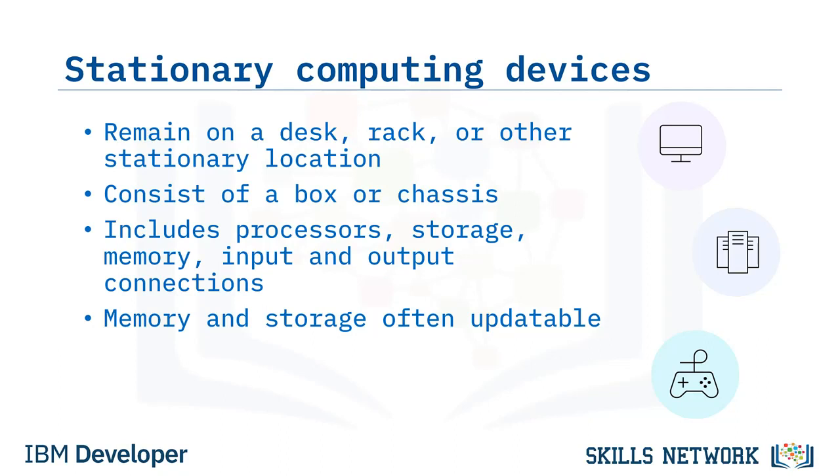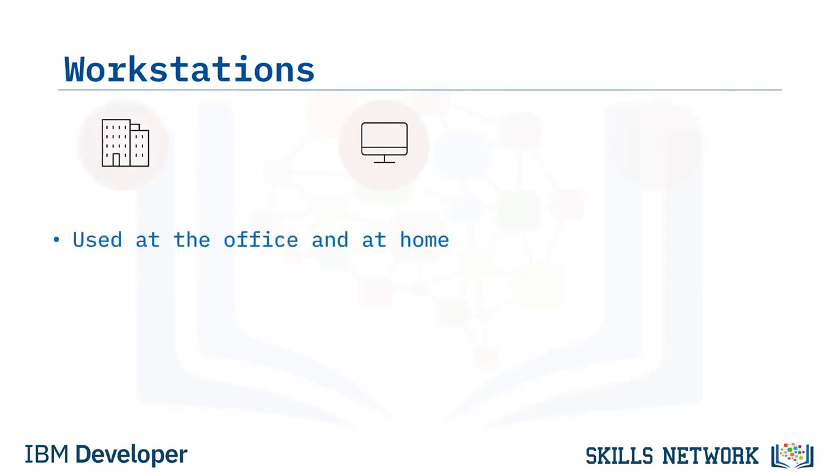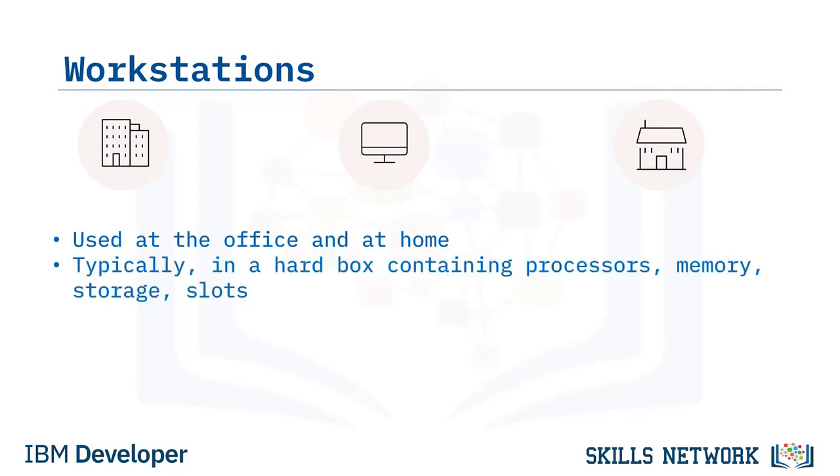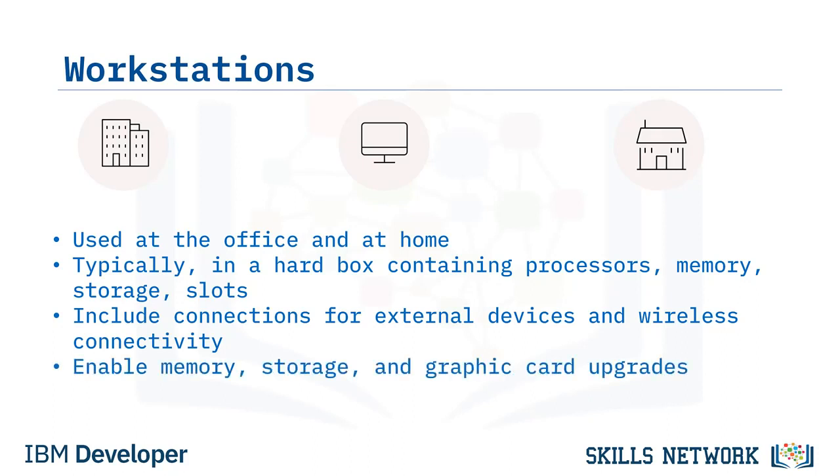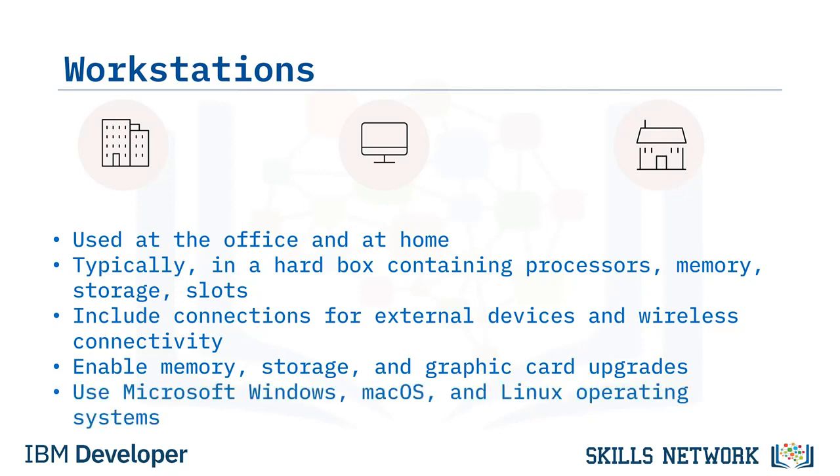Let's explore workstations. Workstations, used both at the office and at home, are what most people think of when they think about a desktop computer. Also categorized with personal computers, these devices are typically in a box that contains a system board with a processor, memory, storage, and slots for add-on cards for additional functions. Their motherboards have ports that support monitors, keyboards, mice, microphones, printers, speakers, and other devices, as well as onboard cards for wireless connectivity. Many newer devices enable memory, storage, and graphic card upgrades. These devices use Microsoft Windows, Mac OS, and Linux operating systems.